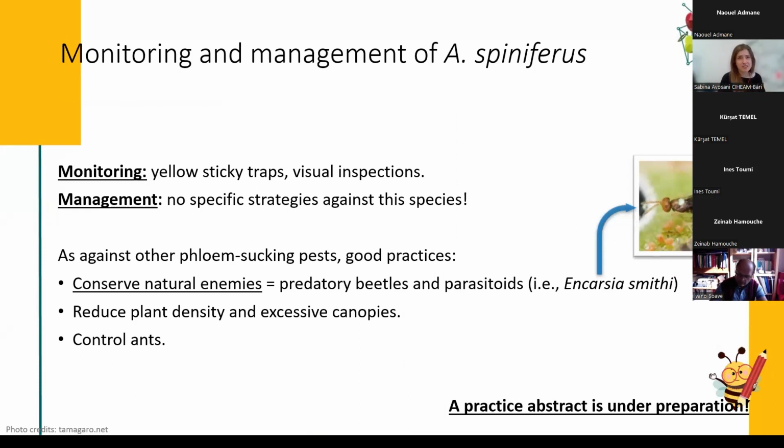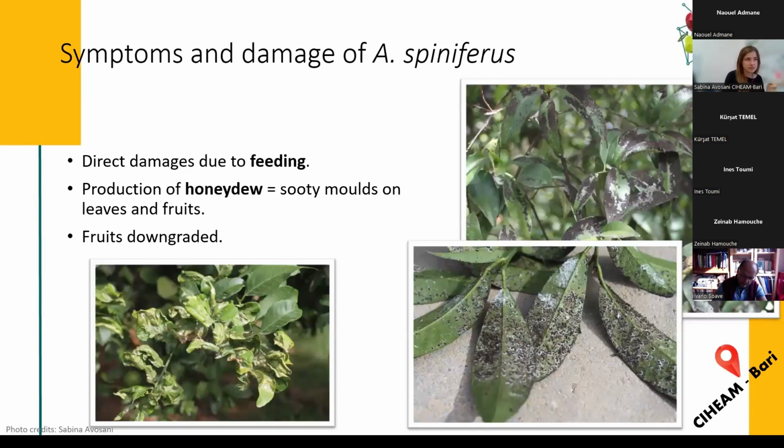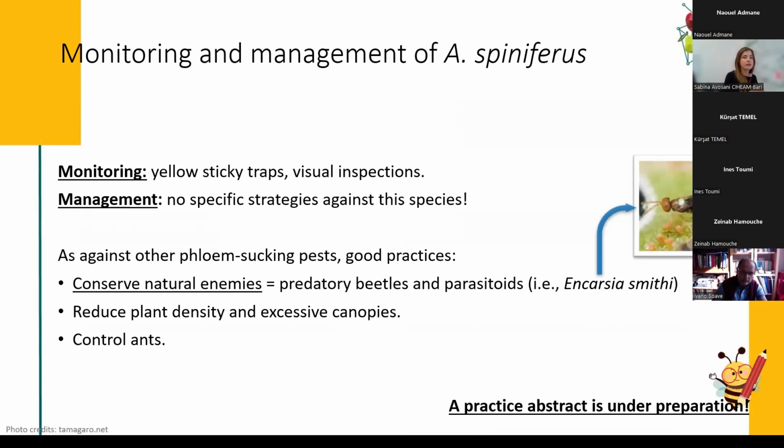Given that there are no specific strategies against this pest, it's very crucial to monitor. So you can place yellow sticky traps to detect the adults, but you can also perform visual inspection to spot the nymphs on the abaxial side of the leaves. You can also use sticky bands around the trunks and actually around the branches to detect the mobile crawlers that move on the plant.